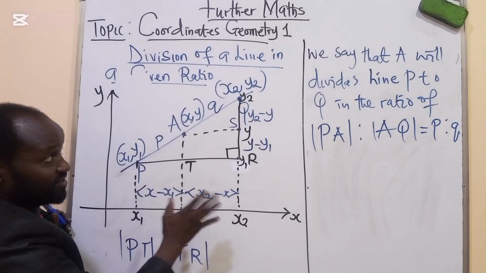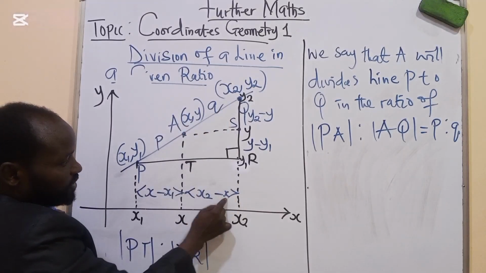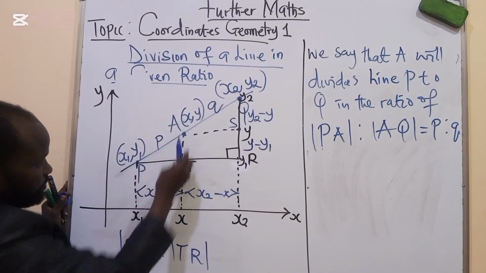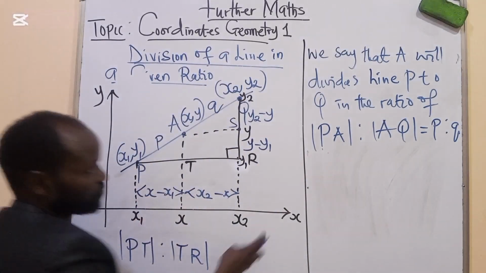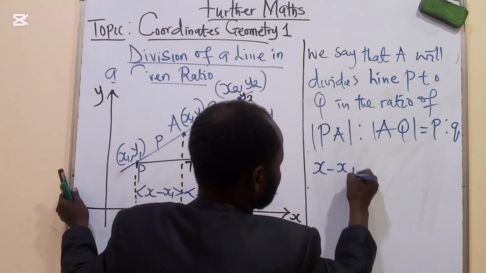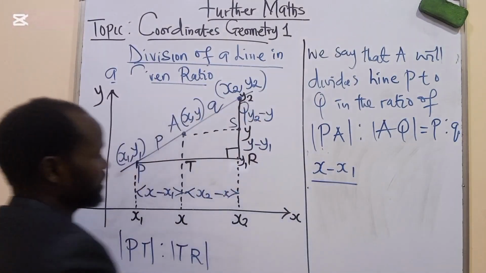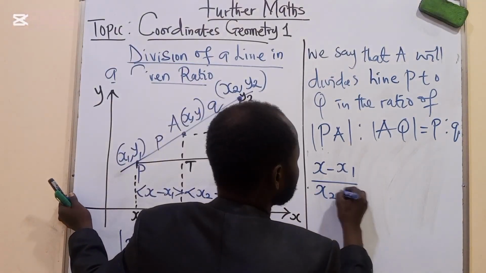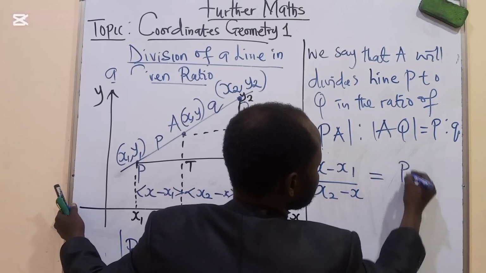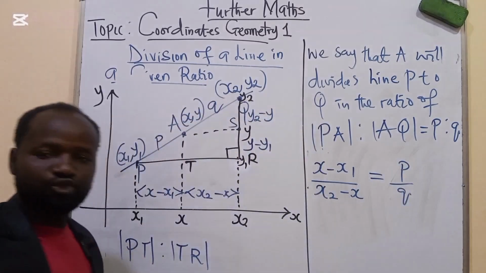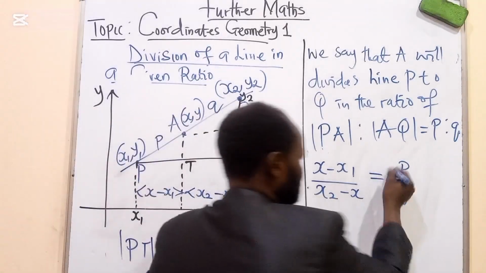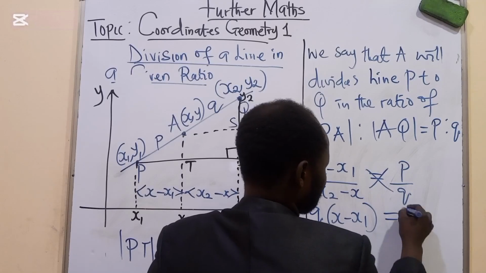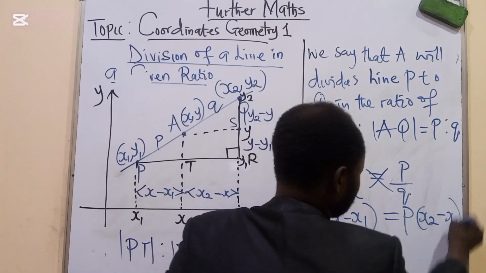By comparing, P to A is the same as x minus x1, when we consider the x-axis now. Then A to Q is x2 minus x. So in place of PA, using the x-axis, it will be x minus x1 divided by A to Q using x-axis, which is x2 minus x. Thus this will be equal to p divided by q. We can cross multiply. It will be q into x minus x1, equal to p into x2 minus x.